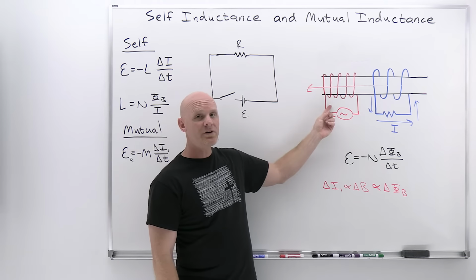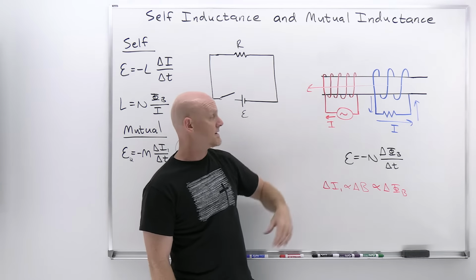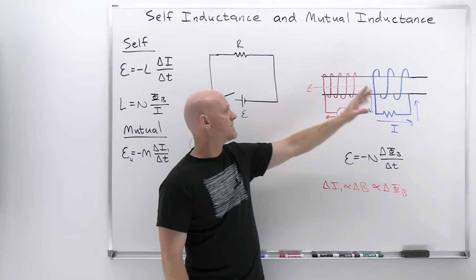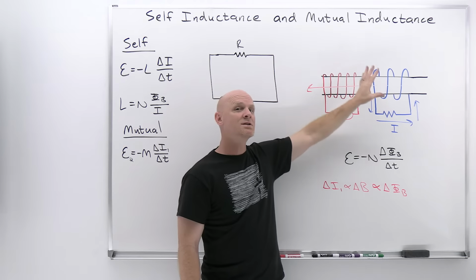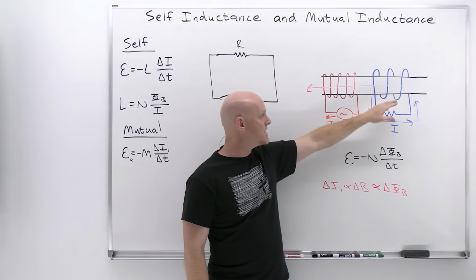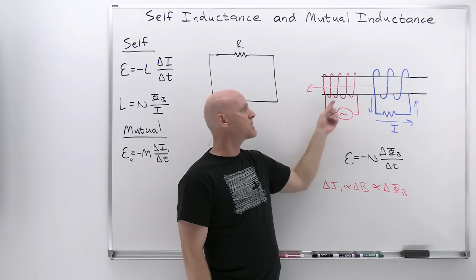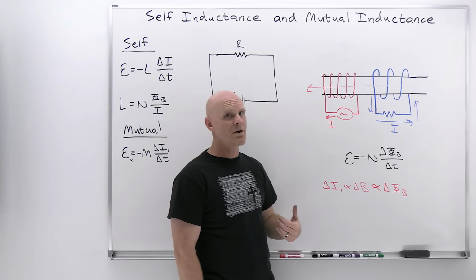The one with the alternating current here, and it doesn't have to be alternating, but it usually will be, is the primary coil. And the one experiencing this mutual inductance is going to be the secondary coil. It has no EMF source of its own, but is experiencing induced EMF due to the proximity of the first coil, the primary coil.